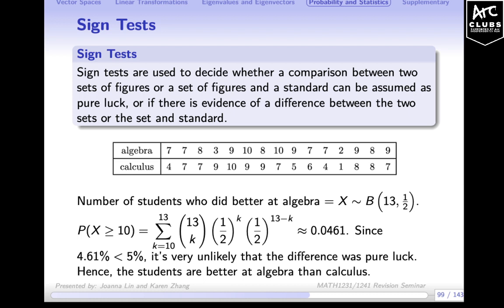In this course, we say that any probability, any percentage that's less than 5% would be very unlikely, and that it wasn't pure luck, essentially.